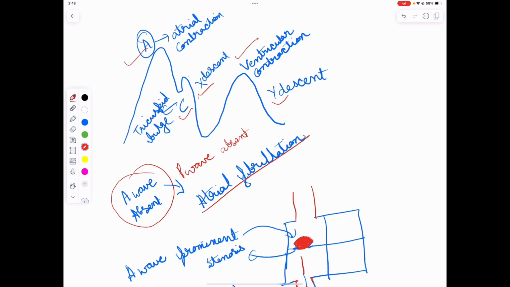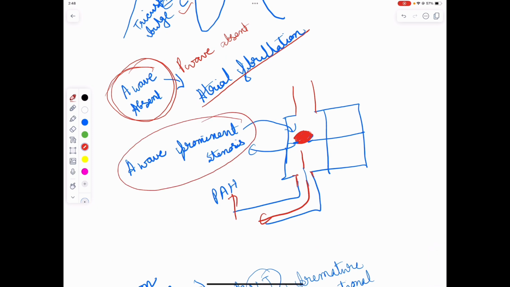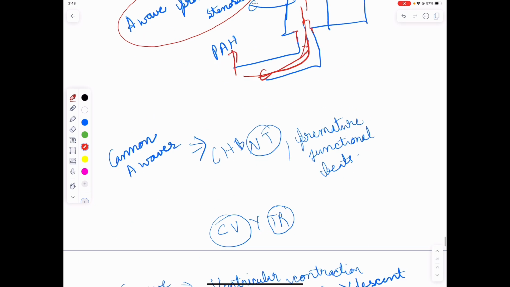What are we talking about? We are talking about atrial fibrillation. So remember that the A wave is absent in atrial fibrillation. Now prominent A waves. When will you get prominent A waves? Either there is some thrombus, there is tricuspid regurgitation, there is a pulmonary regurgitation lesion, or there is some pulmonary arterial hypertension. Then also we will get a prominent A wave.